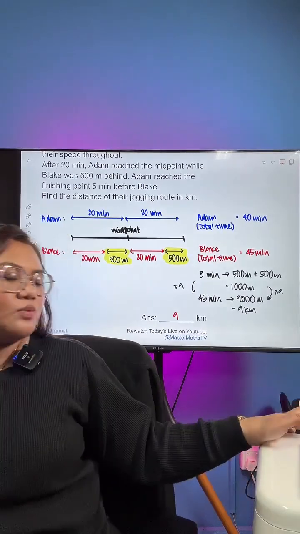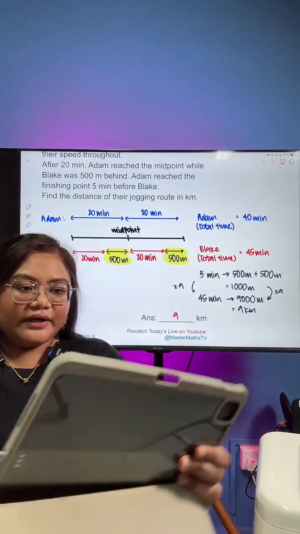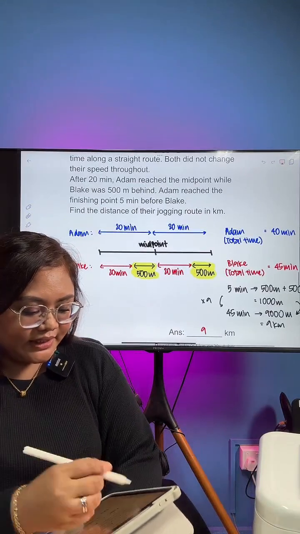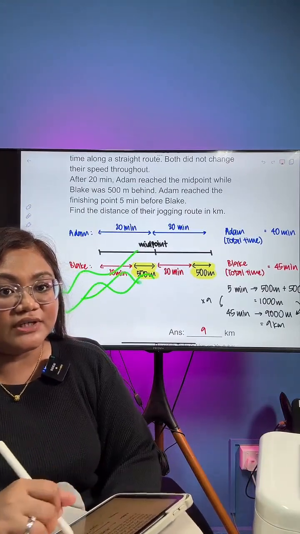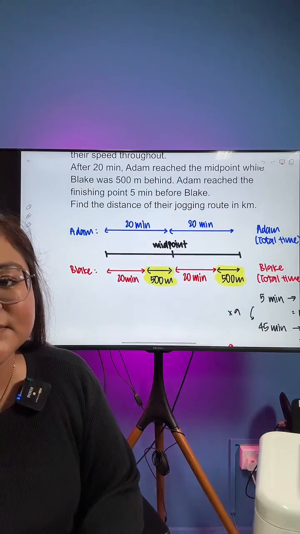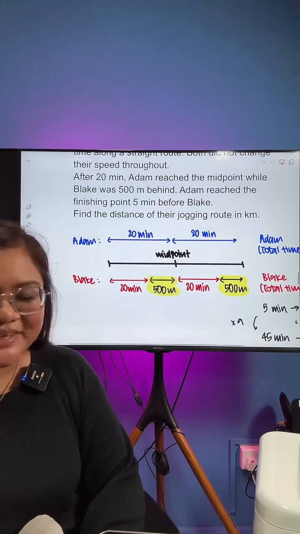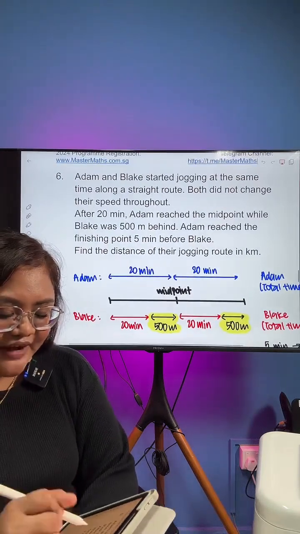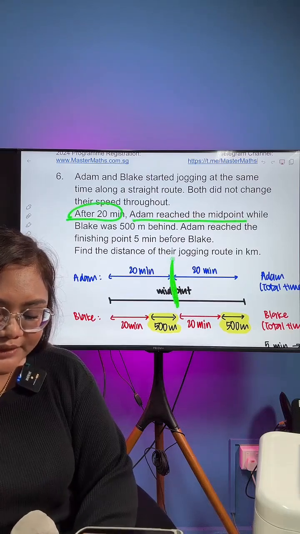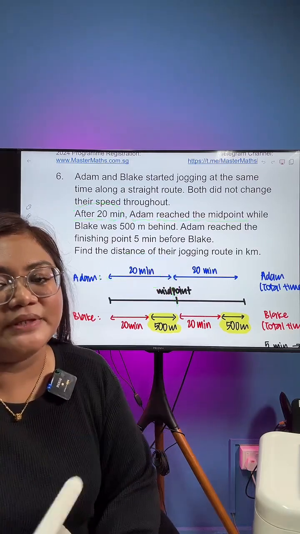Arash, sure, I will repeat this one more time. Okay, let's take a look at this question. For those of you who want question number 6 again, okay, Arash, I hope you can see my green pointer here. So Arash, after 20 minutes, Adam reached the midpoint. So midpoint here, Adam takes 20 minutes. This part understand, yeah? Okay, Arash, if yes, you just tell me yes, okay?